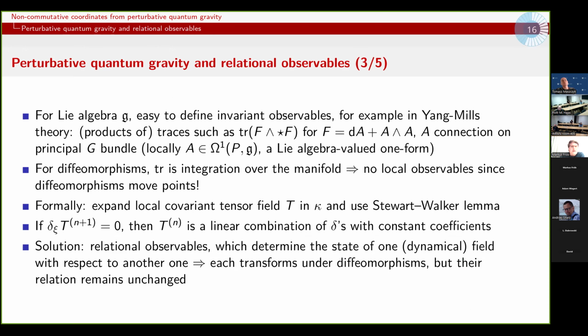And okay, so how does one do this? Now let's go back to a real gauge theory, for example Yang-Mills theory, where one has a Lie algebra G and a group of that. In this case, it's very easy to define classically invariant observables, namely traces or products of these. One of the examples, maybe the most well-known example, is this trace of F wedge star F, for F the field strength of the connection.